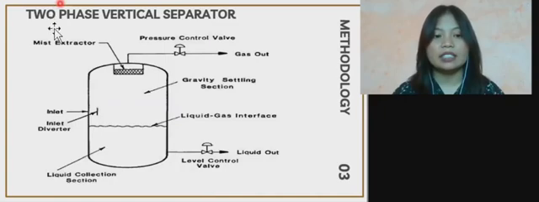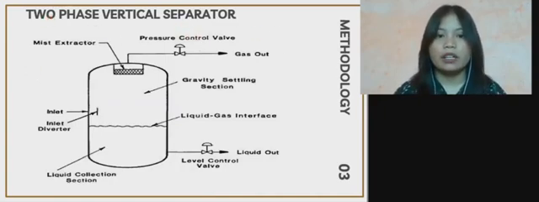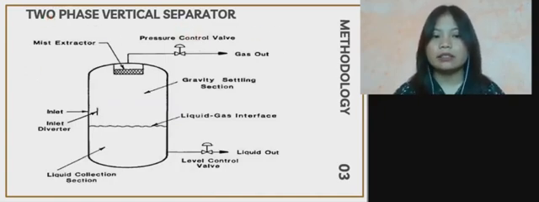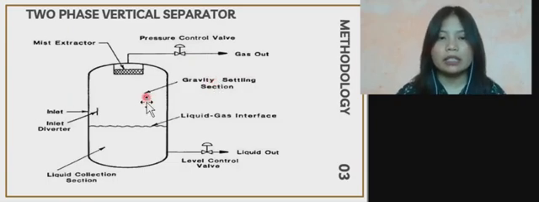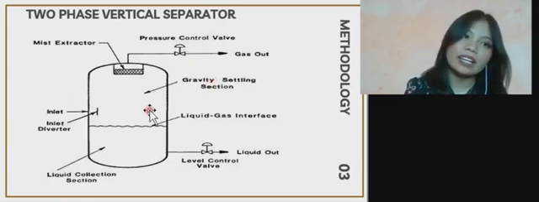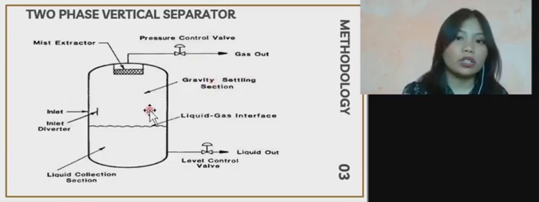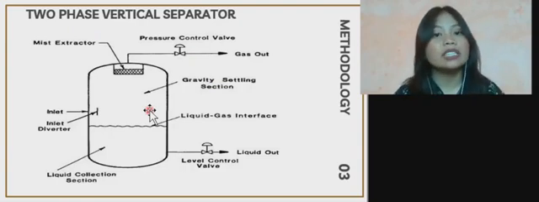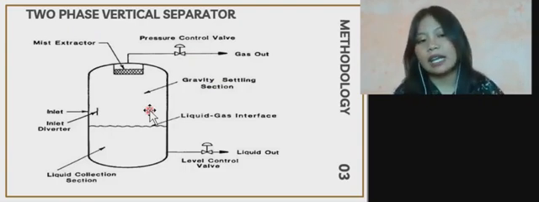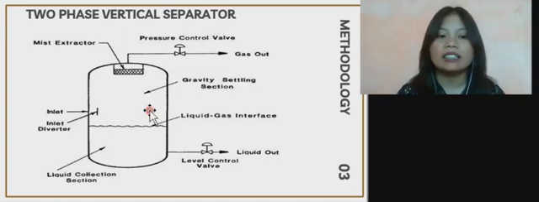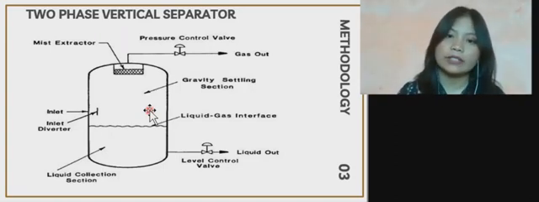And then here is the two-phase vertical separator. The two-phase vertical separator is almost the same as the two-phase horizontal separator. How does it work? It's basically the same. It's just that this one is vertical.